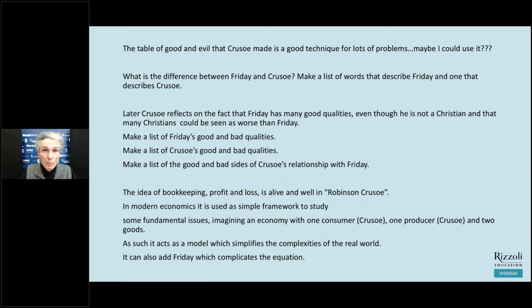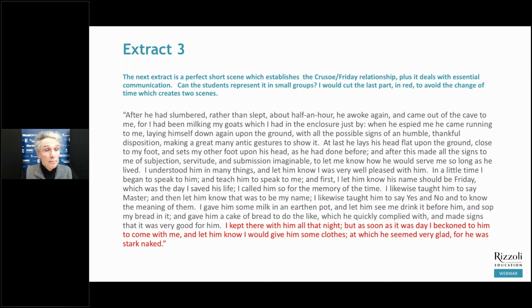The idea of bookkeeping, profit and loss is alive and well in Robinson Crusoe. In modern economics, it is used as a simple framework to study. It imagines an economy with 1 consumer, Crusoe, 1 producer, Crusoe, and 2 goods. We could also add Friday, which complicates it.